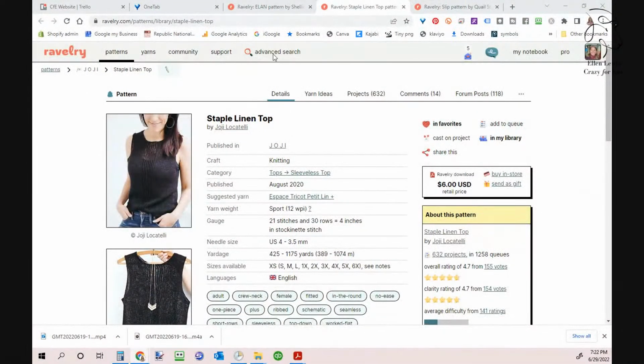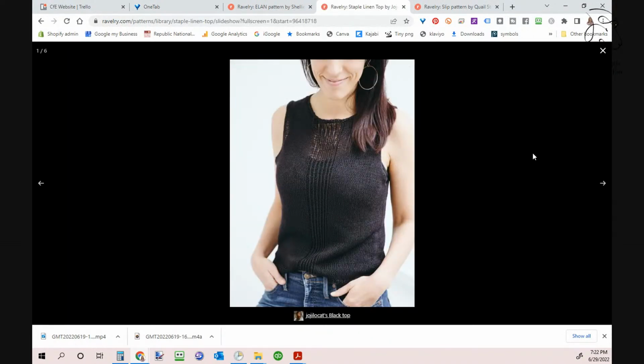So let's talk also, excuse me, about the opposite end of the scale. Oh, and I wanted to show you real quick. The whole reason this came up is because this is the Staple Linen Top that we have been knitting in the knit along. And this is Joji Locatelli's design, and she says that she knit it with 0 inches of ease.